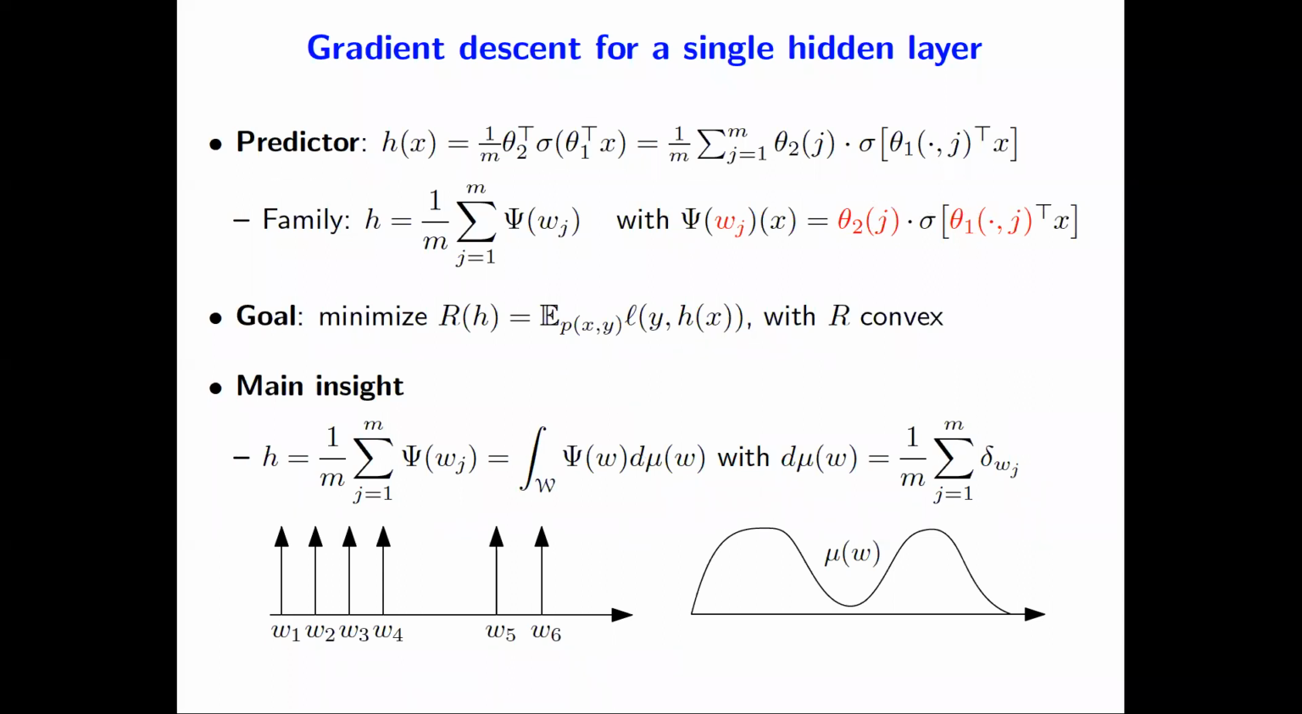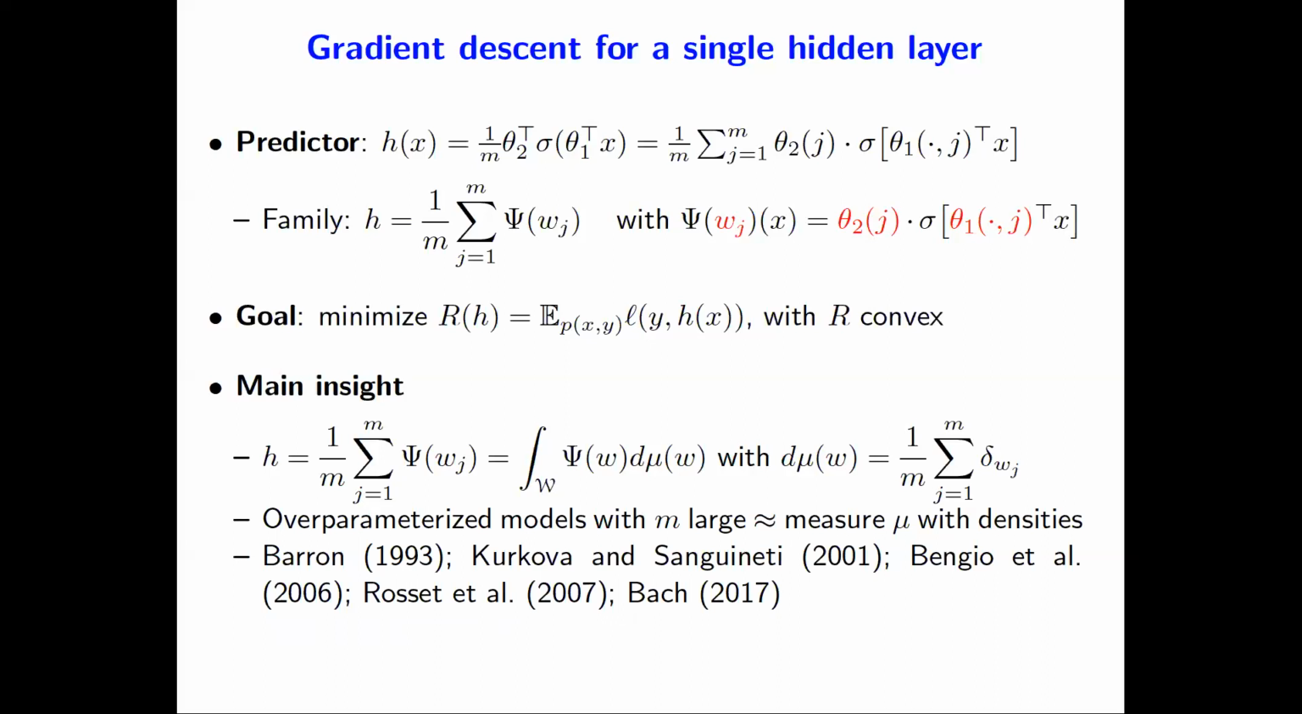So the main insight behind our work is to consider the fact that we have an average of functions. And when you go to the over-parameterized regime, when n gets large, the idea is to represent this empirical average as an expectation over a measure with some density, and you go from this set of Diracs to a whole density. This is very classical within statistics, and this dates back to Barron, and the idea is to go from a large set of atoms to a continuum of atoms.